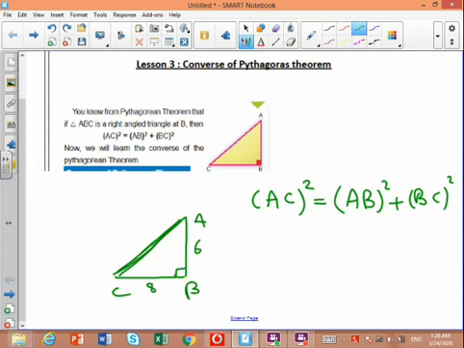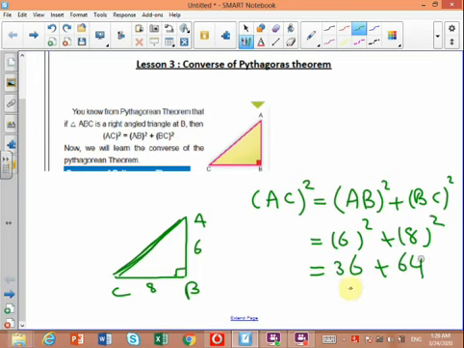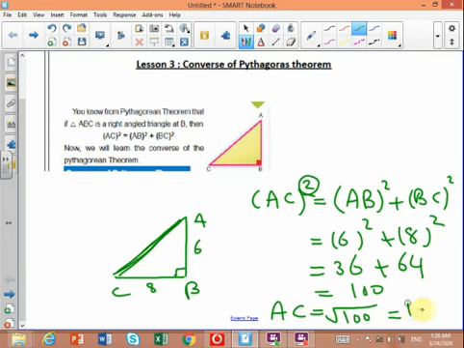So AC square equals 6 square plus 8 square, which is 36 plus 64, so it equals 100. This is AC square. To remove the square, AC equals root 100, which is 10. We take only the positive value because there is no side with a negative length.